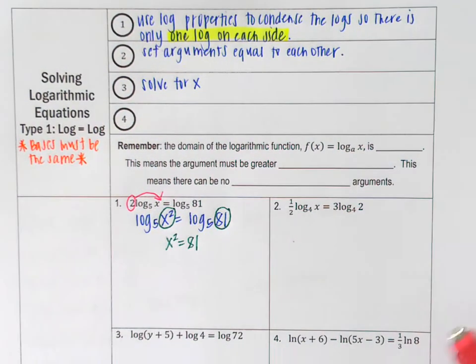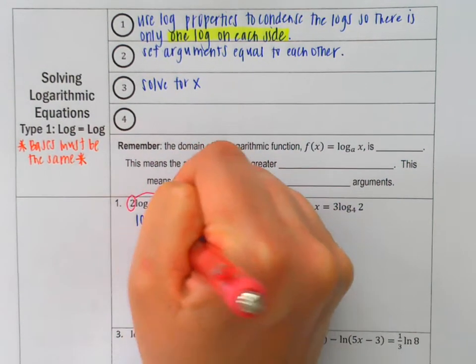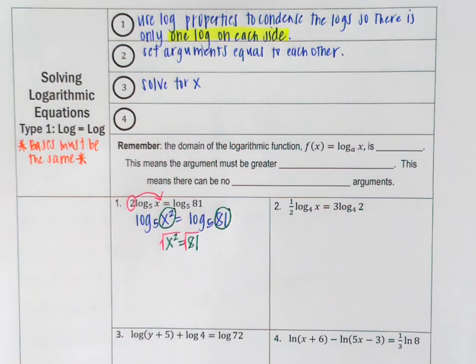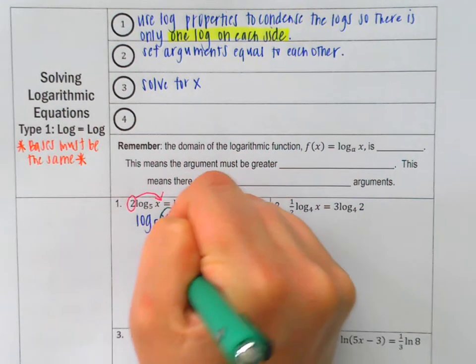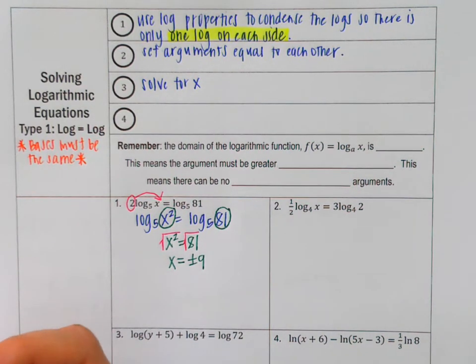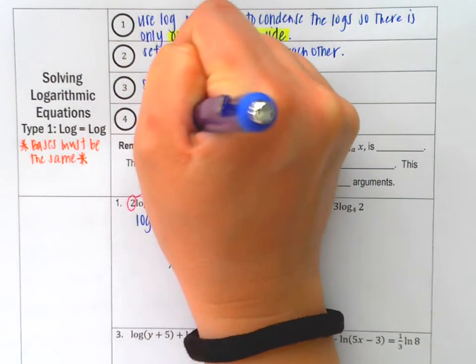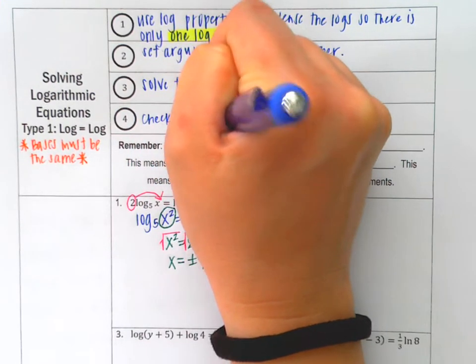To undo the x squared, we take the square root of both sides, and I get x equals plus or minus 9. Now, our last step, and probably the place where most people make the mistake, is we need to check our answers. So check for extraneous solutions. And I'm going to explain extraneous in a second.